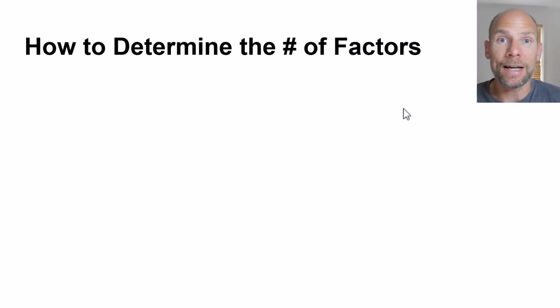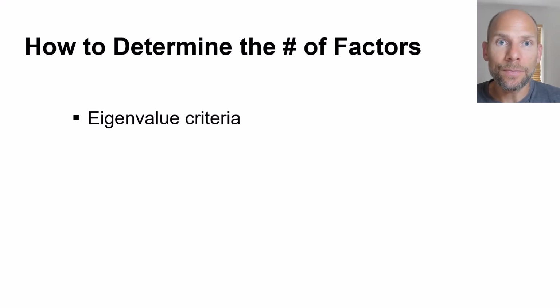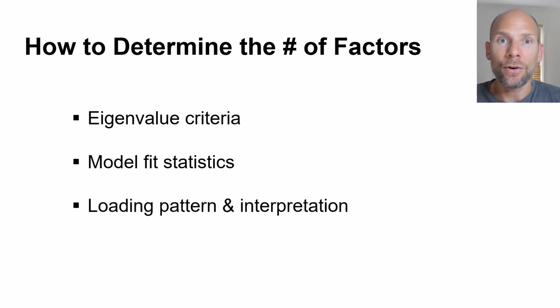So let's get started. The first thing that I will talk about are criteria for factor selection that are based on the eigenvalues of the correlation matrix. Second, I will talk about model fit statistics, and then third and lastly I will talk about criteria related to the interpretation of the factors, which is usually done based on the factor loading patterns. So let's get started with the eigenvalue criteria.